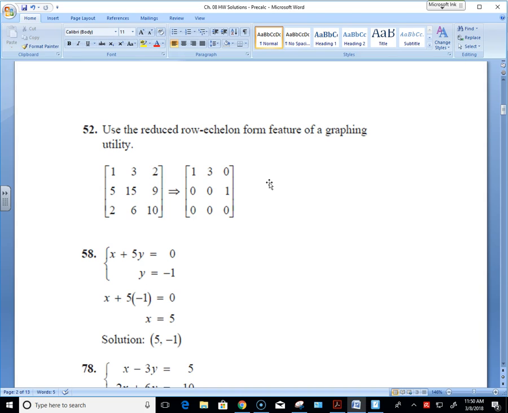And number 52, can you guys check the problem? Did they give you the matrix or did they give you a system that you made into a matrix? Okay. Because if they gave you a system, I was curious whether they had x's, y's, and the numbers, or whether it was x's, y's, and z's. Because as I see it right now, there's not that 4th column. So as I'm looking at it, I'm assuming it's 1x plus 3y is 2, 5x plus 15y is 9, etc.